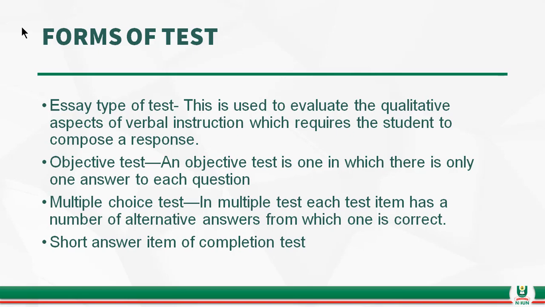Then you have the objective test. Like I said, this is a test in which there is only one answer to each question, and that one answer has equal mark. The one answer that is correct has equal mark with any other question within that particular test. Then you have the multiple choice test. In a multiple choice test, each test item has a number of alternative answers from which one is correct. In that case too, only one answer is correct, and they also have equal marks.